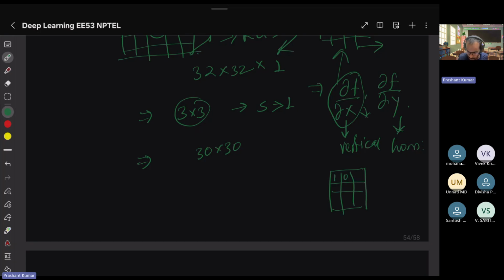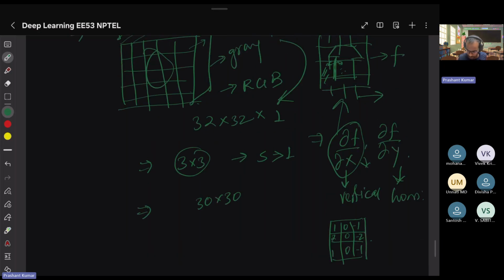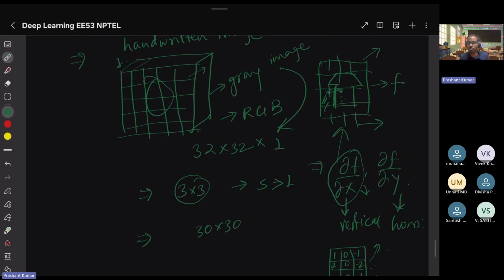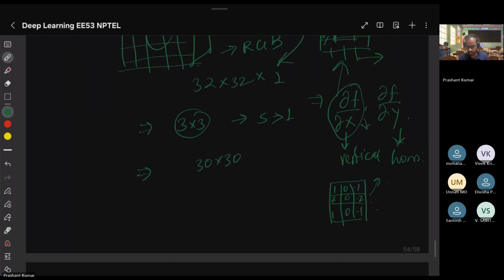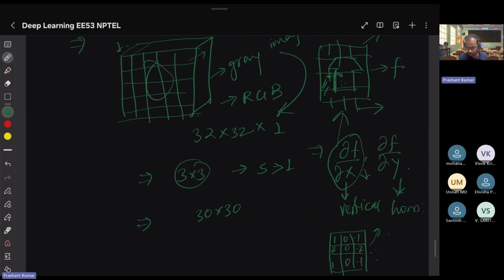So if I am introducing a kernel that looks something like this: 1 0 minus 1, 2 0 minus 2, 1 0 minus 1. And if you are applying this kernel onto this picture, basically you are calculating the central differencing over this image in the x direction, right? Is it the X or Y direction? It is the x direction, right?